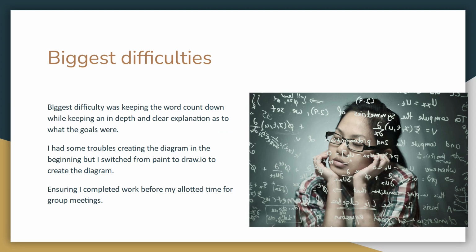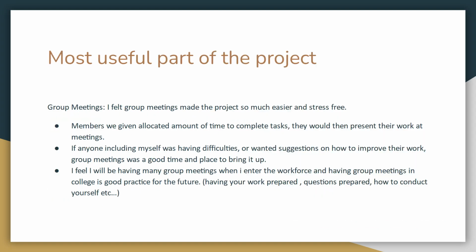Biggest difficulties: keeping the word count down while also keeping a clear explanation as to what the goal was. I had some trouble creating a diagram in the beginning, but I switched from Paint to Draw.io, and ensuring that I completed work before the time allocated for group meetings.